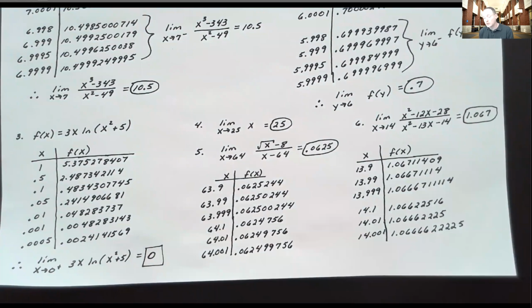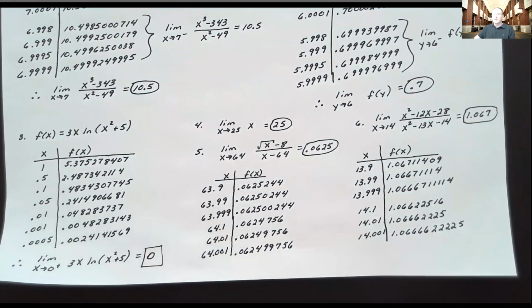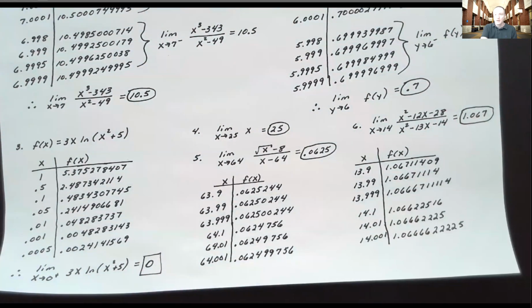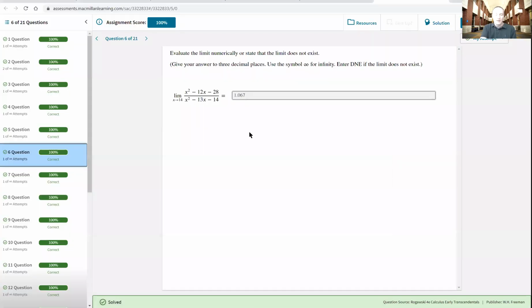So you can say, well, clearly this number is approaching 1.06 repeating, which to 3 decimal places, which is what they wanted an answer to on Achieve, is 1.067. And you can see that's what I did there.